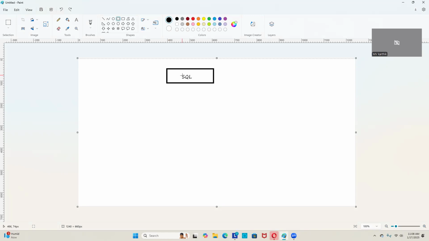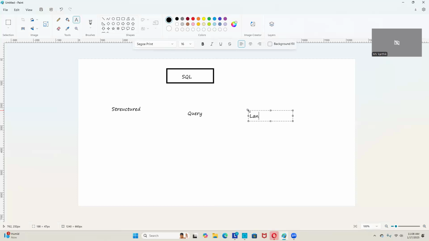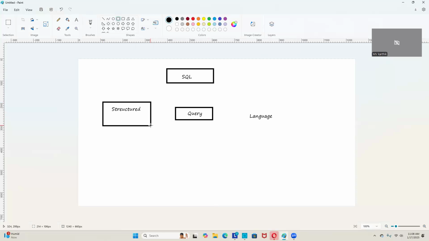SQL stands for Structured Query Language. S stands for structured, Q stands for query, and L stands for language. So this is the abbreviation of SQL. S stands for structured, Q stands for query, and L stands for language. That is called the Structured Query Language.